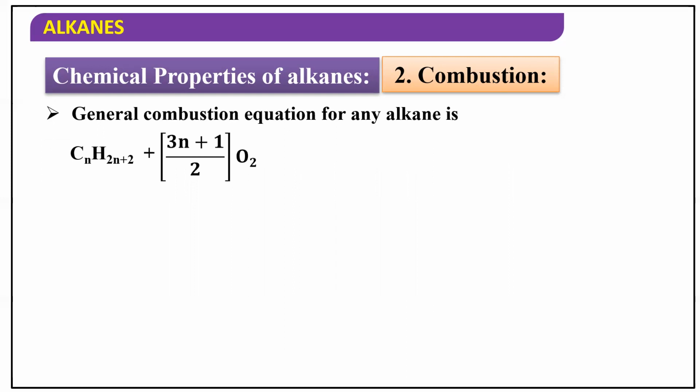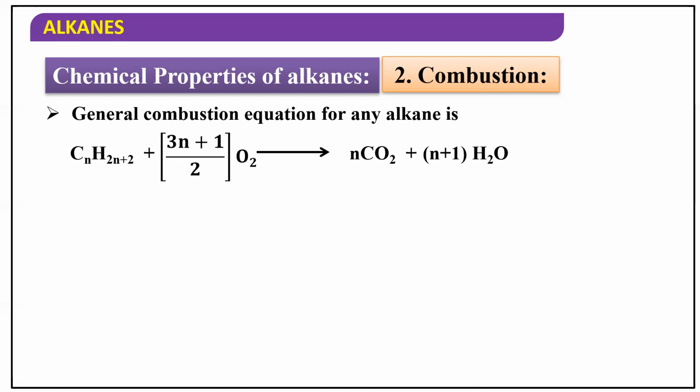This will react with (3n plus 1)/2 moles of oxygen. If I take any general alkane having the general formula CnH2n+2, it will react with (3n plus 1) divided by 2 moles of oxygen to give n moles of carbon dioxide and (n plus 1) moles of water. This is a very, very important relationship. Now, with this understanding, you can go and write the combustion equation for any alkane, whatever be the alkane. You will know what is the amount of oxygen that is required.